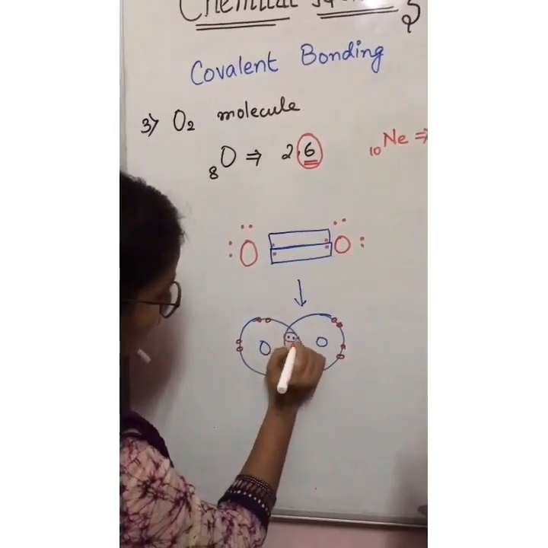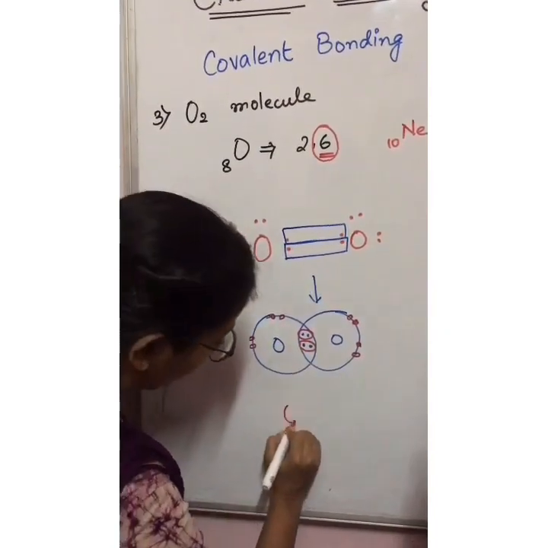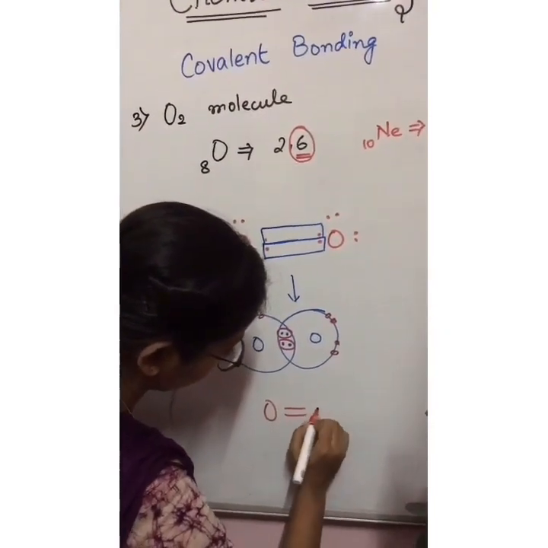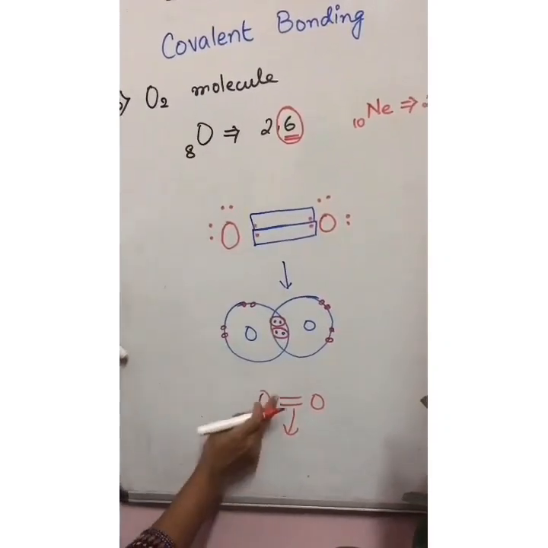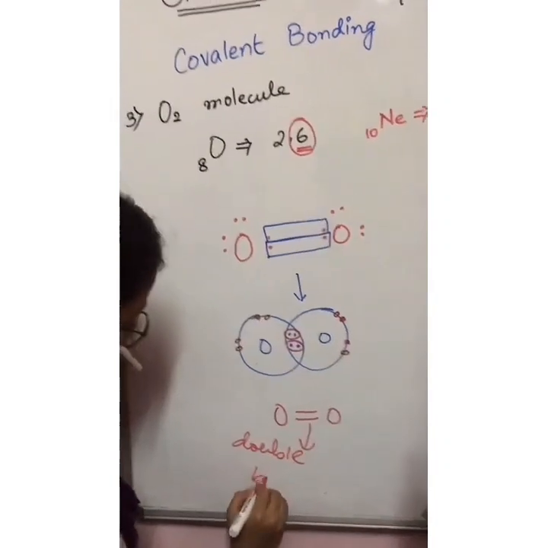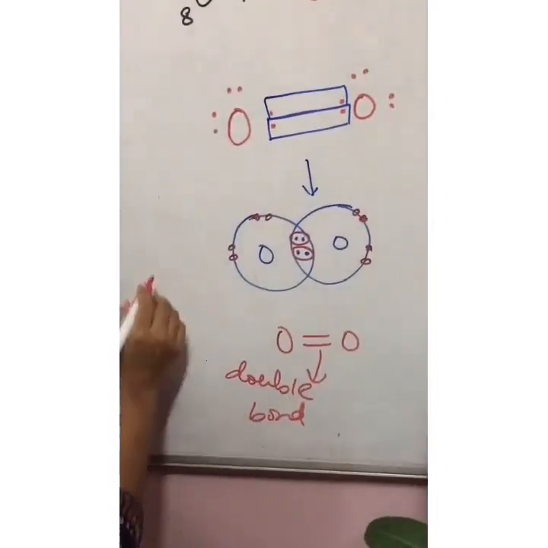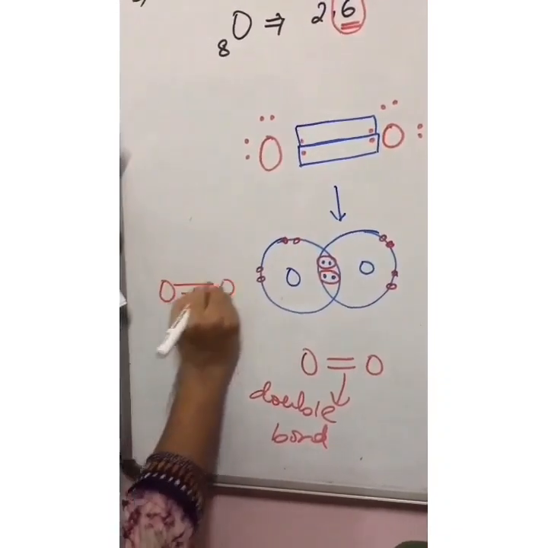Now this is one single bond I mentioned. So this will be another single bond. So what happens? We put 2 lines to show that there are 2 bonds. This is called a double bond. Covalent bond is represented by this straight line between 2 elements.